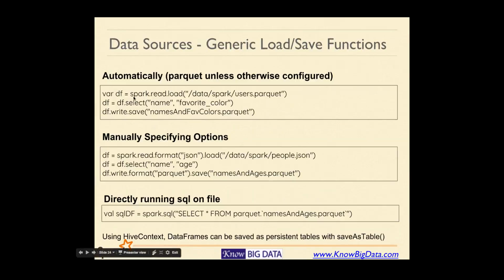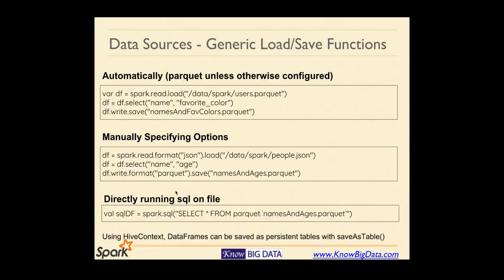So the syntax is very simple. Syntax is spark.read.load this. By default, if you don't provide any format, Spark tries to load it as a Parquet file. Once the data frame is ready, you can do whatever you want. Similarly, while you save this, it's going to save it again as Parquet if you don't specify a format.